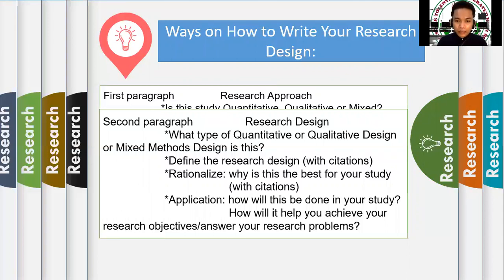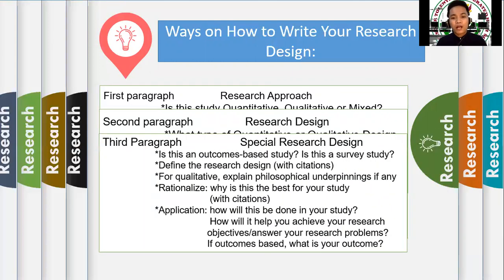And then at the end of the day, let's try to realize why you think it is the best for your study. Now, what will be the implication when you use this type of research design? In order for you to answer your research question. In your third paragraph, special research design is one.